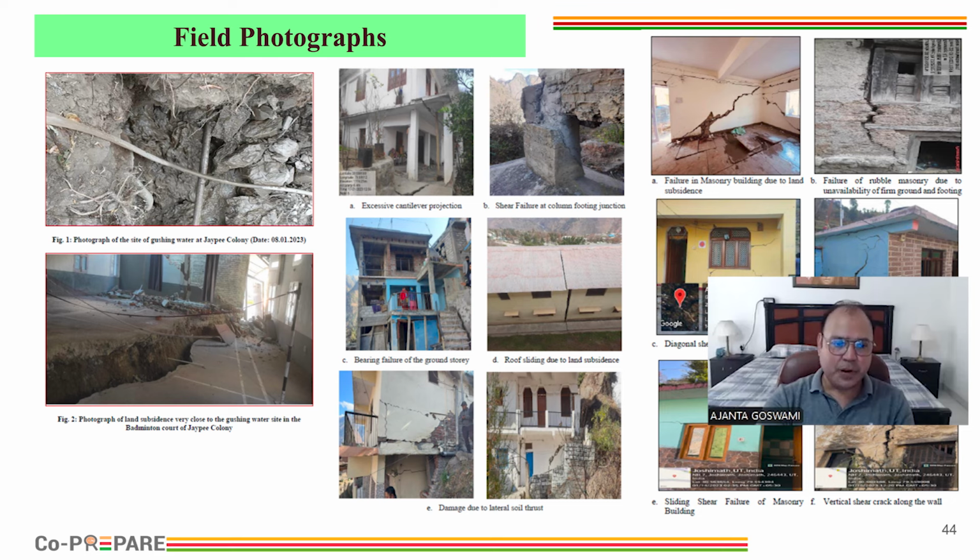This is a classic photograph of land subsidence very close to the gushing water site in the badminton court of JP Colony. You can see that whole area has gone. There are cracks in the buildings.